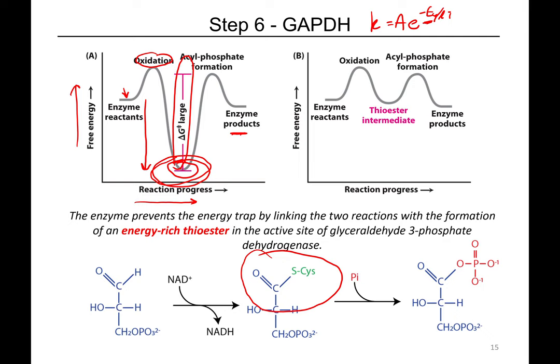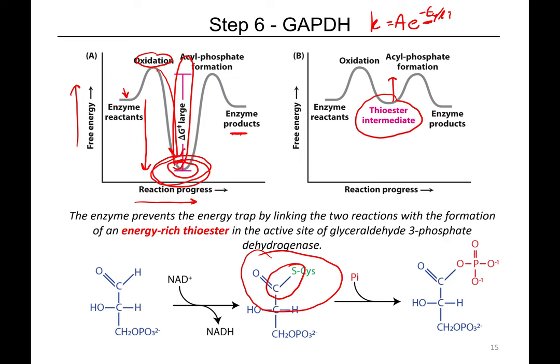And the beauty of that is that this bond is a high energy bond. So we've trapped energy now, right? We have trapped a lot of the energy of oxidation of that carbon. It's now trapped in that thioester bond. So instead of going all the way down into this potential well, instead, the energy of this thioester intermediate is roughly the same as our products. And that dramatically decreases this activation energy. And that's an activation energy we can overcome.